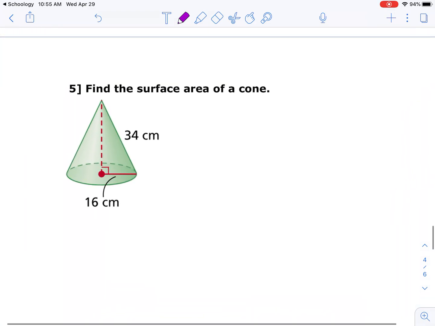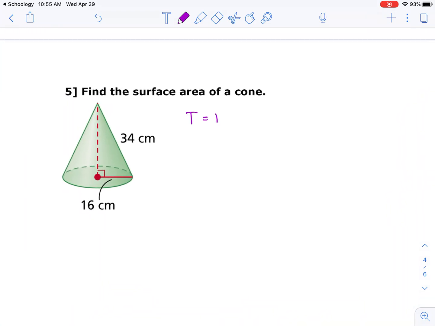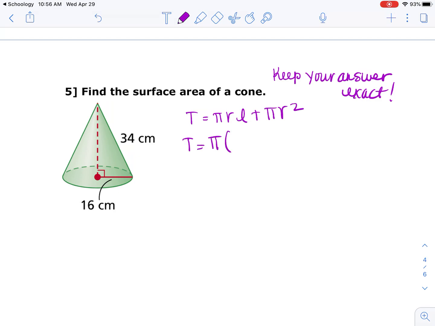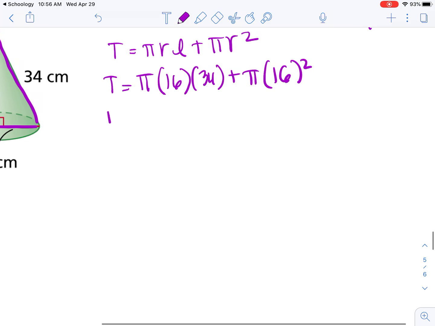Okay, find the surface area of the cone. Total surface area of a cone, pi times radius times slant height, plus the base, which is a circle, so plus pi r squared. Also, no directions on how I want your answer here, so I'm going to write them in. Keep your answer exact. Okay. All right. Pi times radius. Do I have the radius? Yup. 16. Times the slant height. Do I have the slant height? Yup. 34. Plus pi times radius, which was 16 squared.